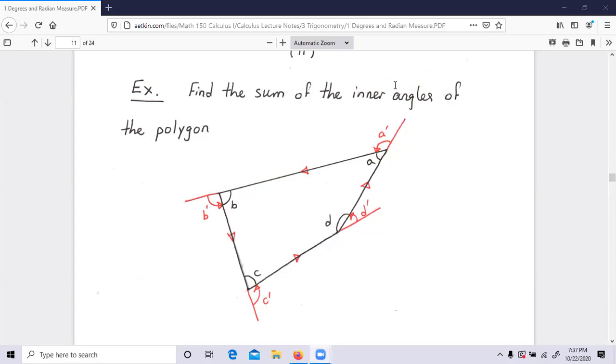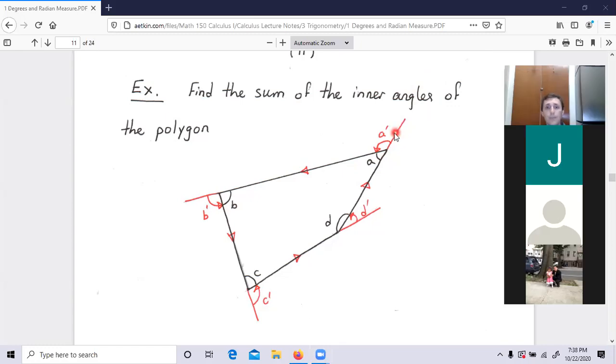Yes, good. So let's look at it, guys. What is the sum of A prime, B prime, C prime, and D prime? What's the sum of the outer angles? Oh, now I want to hear the sum of outer angles. Type, what's the sum of outer angles? How, 4 pi? 4 pi? More specifically, what's the sum of the outer angles?